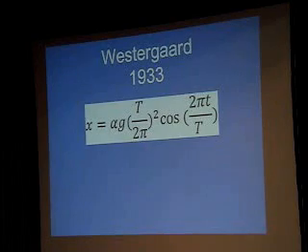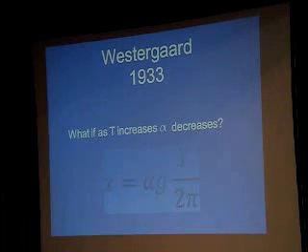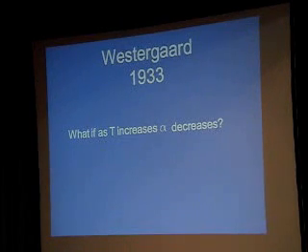He said a wave velocity could be alpha g, the acceleration, times the period of the wave. And then he thought further. He says, what if as T increases, alpha decreases? Then velocity remains constant over a range of periods. Hey, we know that now, don't we?